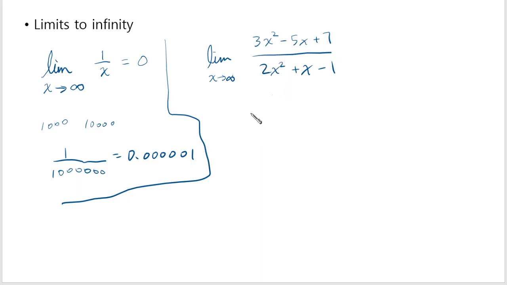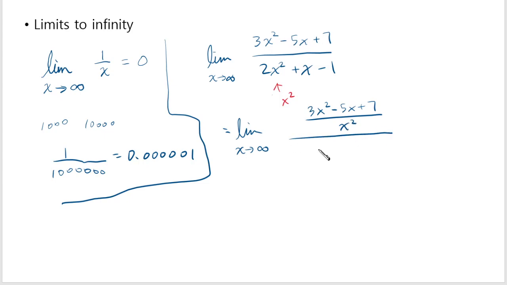So if you have 3x squared minus 5x plus 7 over 2x squared plus x minus 1, x squared is the highest power of the denominator, right? So this is x squared. So you're going to divide top and bottom by x squared. And remember, that's possible because you're working with a fraction. In a fraction, you can divide top and bottom by any number or anything, as long as you're dividing the top and bottom by the same thing.